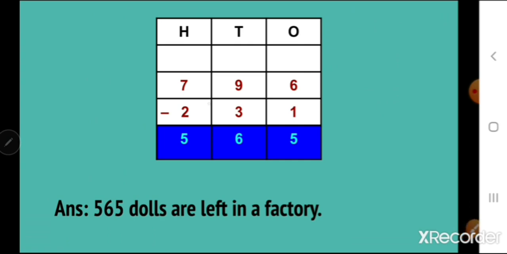Okay. Now 796 minus 231 is equal to 565. Draw the box, children, properly. Do the subtraction. The answer is 565 dolls are left in the factory. Note it down, children, everyone, in your notebook.